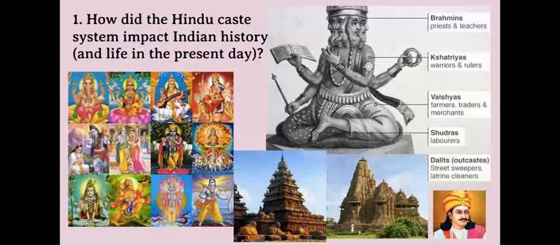Question number 1. How did the Hindu caste system impact Indian history and life in the present day? So Hinduism is a religion, but it's also a collection of beliefs and a way of life. It is polytheistic, as in there are many gods. It's also henotheistic, because worshippers usually focus on one main god and then recognize that many other gods continue to exist.